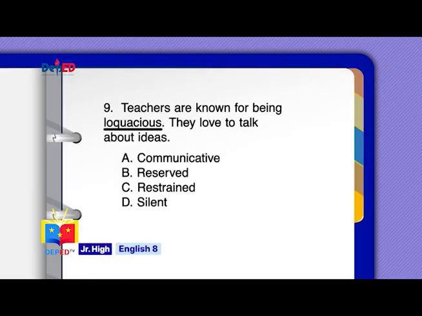Number 9. Teachers are known for being loquacious. They love to talk about ideas. The underlined word is loquacious. And here are your choices. Letter A, communicative. Letter B, reserved. Letter C, restrained. And letter D, silent.